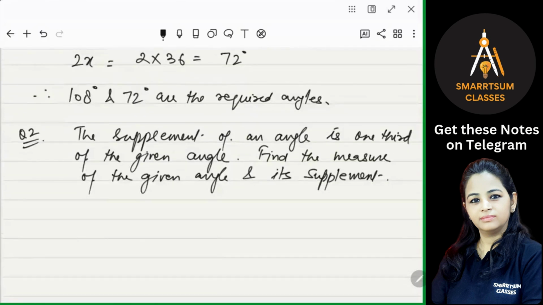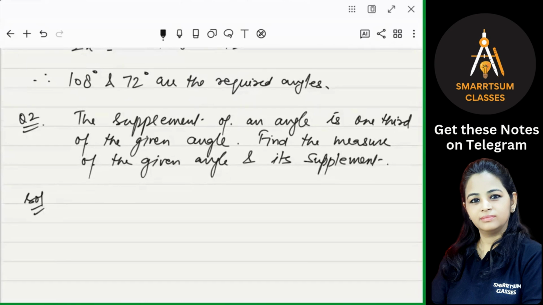And what is the relation given here? That the supplement of an angle is 1/3 of the given angle. Means the supplement is 1/3 of that given angle. Are you getting that? Right. So the supplement of an angle is 1/3 of the given angle. Right? So what we have to do? 45 degrees and 135. Yes, that's correct. Okay.